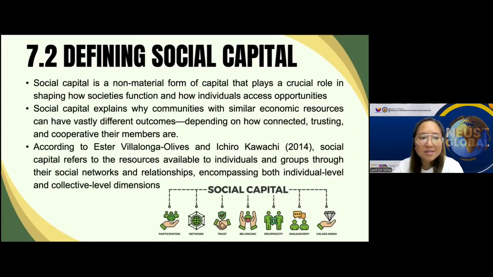Example, Rags2Riches. A good example of social capital because it is an enterprise in the Philippines that works with women artisans from local or low-income communities who are creating beautiful bags and home accessories.